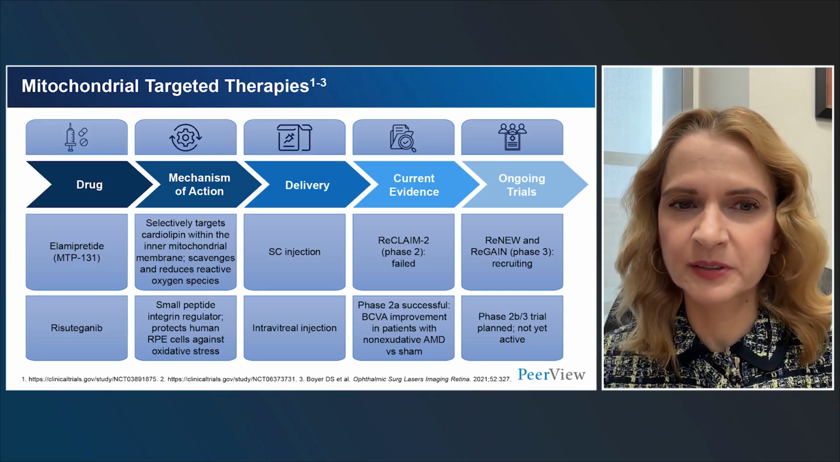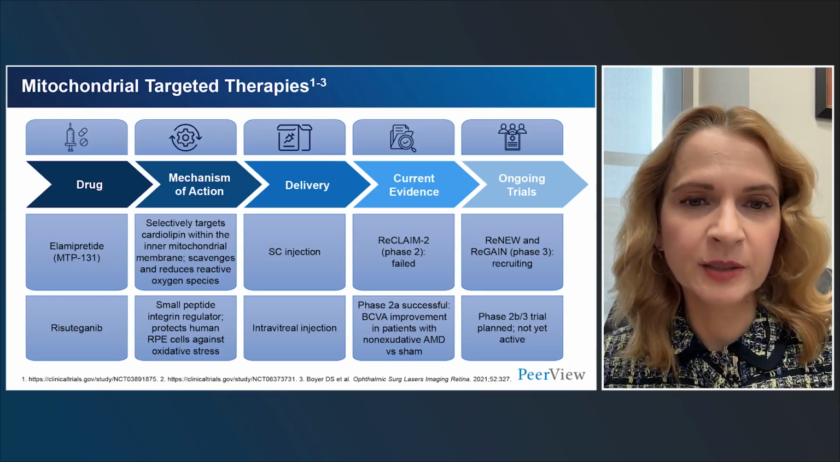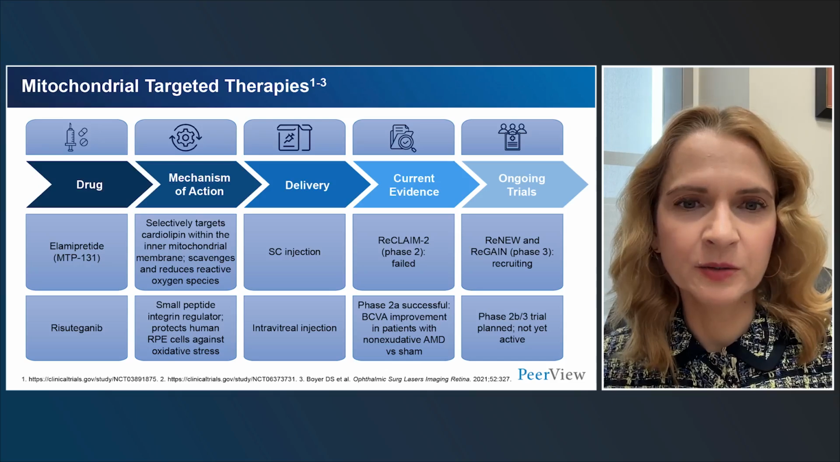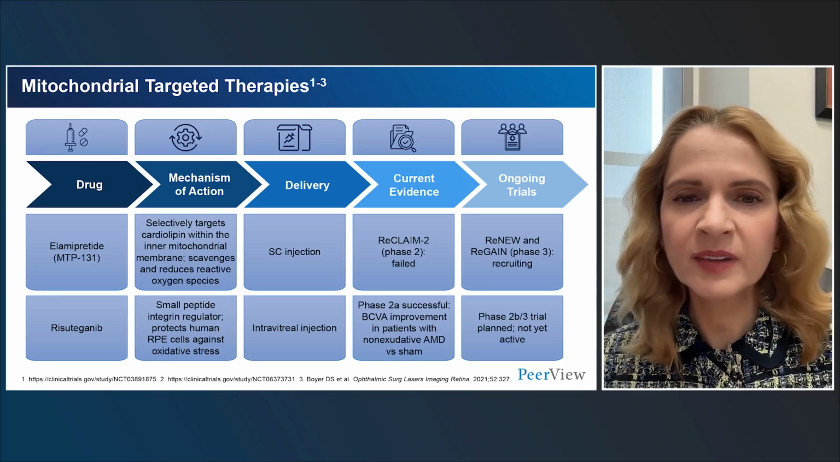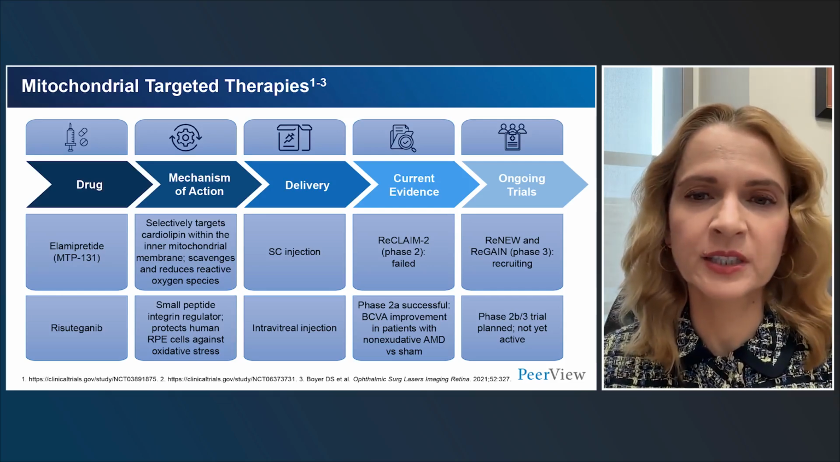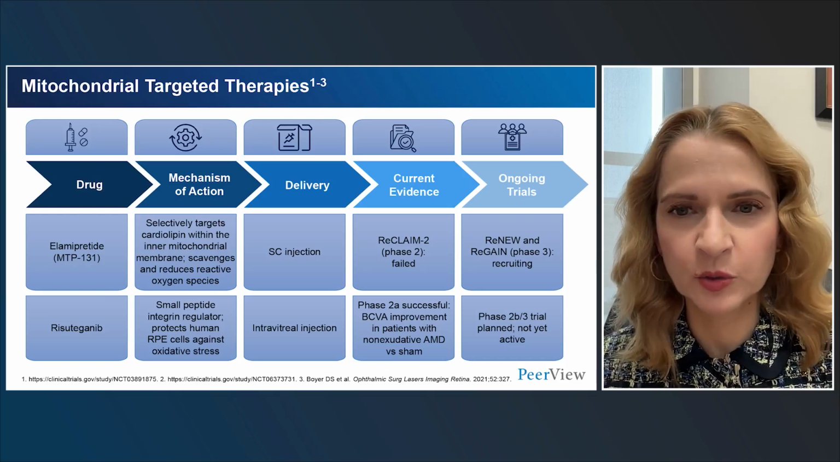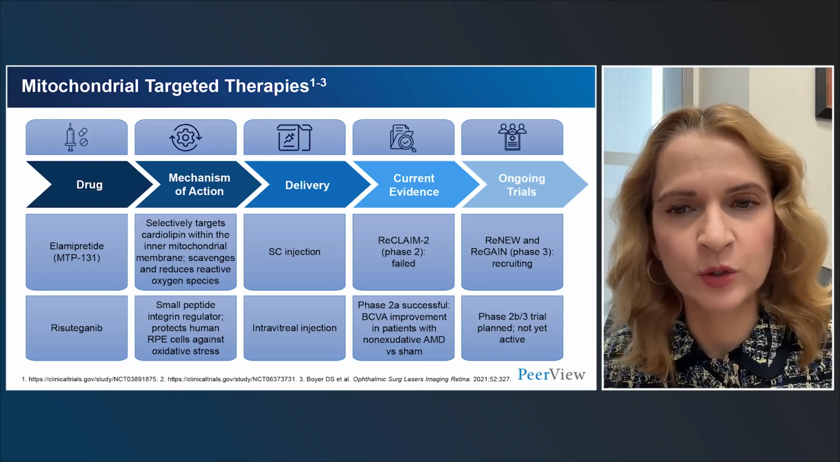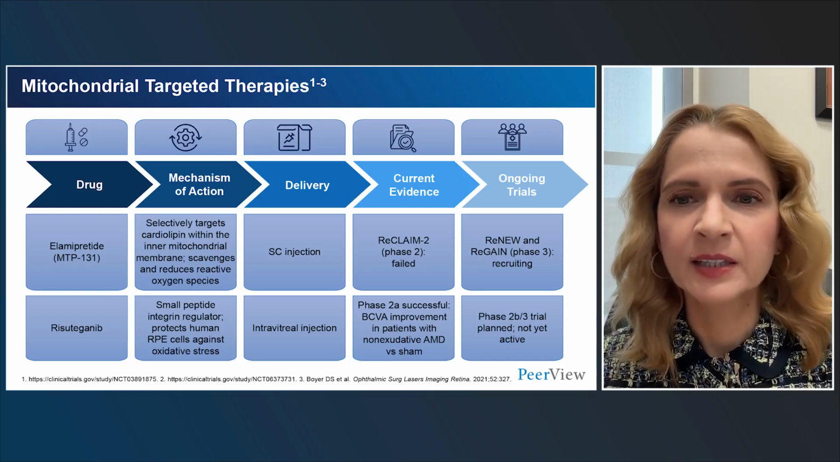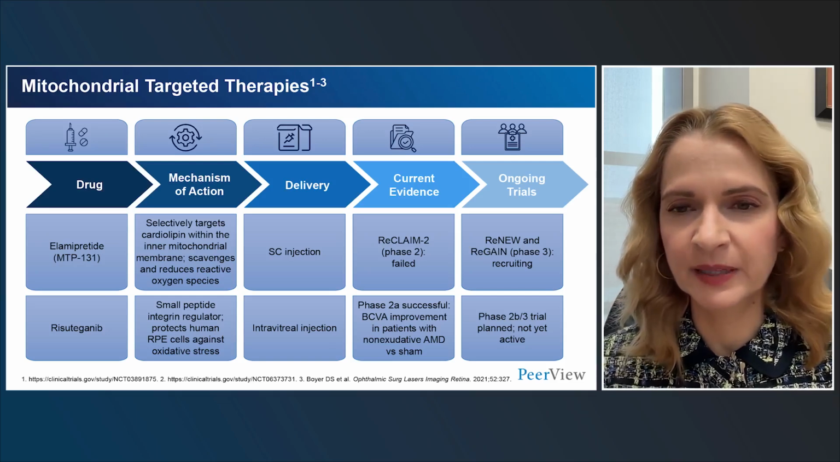recruiting participants. Risuteganib is a small peptide integrin regulator that protects human RPE cells against oxidative stress. It's administered through intravitreal injection. The phase 2A was successful, seeing some best-corrected visual acuity improvements in patients with dry AMD compared to sham. The phase 2 to 3 trial is in the planning stages.